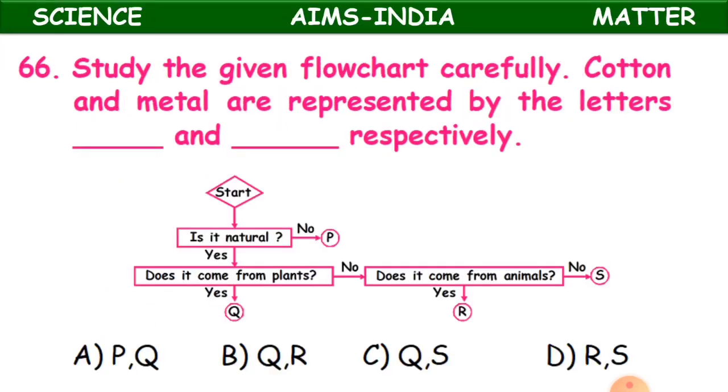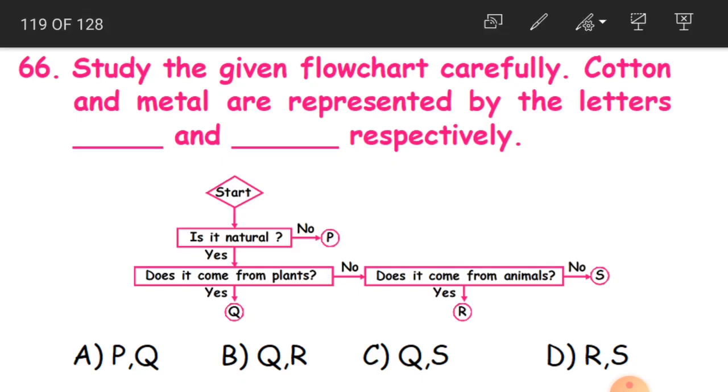66th question. Study the given flowchart carefully. Cotton and metal are represented by the letters dash and dash respectively. So now what is Q here? We'll see here. Q means, is it natural? Yes. Cotton is natural. Does it come from plants? Yes, it comes from plants. So that is why this is Q.